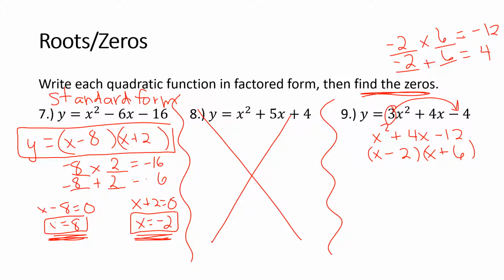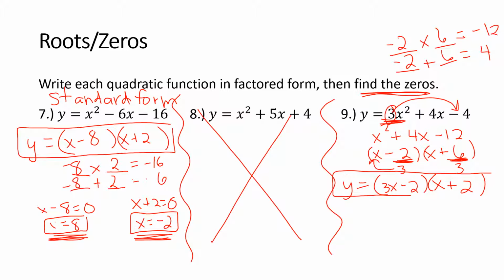But remember, if you multiply by 3 in that first step, you're going to come down here and divide by 3 in order to get your factors. So on this side, 6 divided by 3 is 2, so this side is going to be x plus 2. On the first one, though, 2 divided by 3 is a decimal. You can't have decimals, so you're going to move that denominator up front. That'll be 3x minus 2. Okay, now that is factored form.